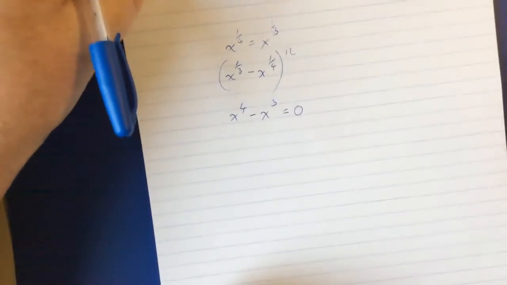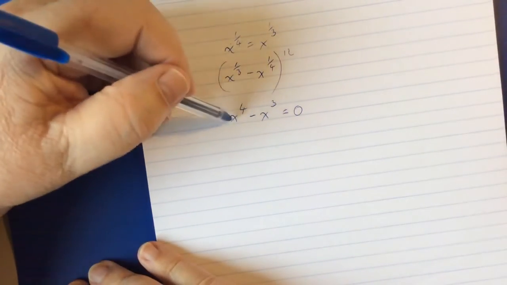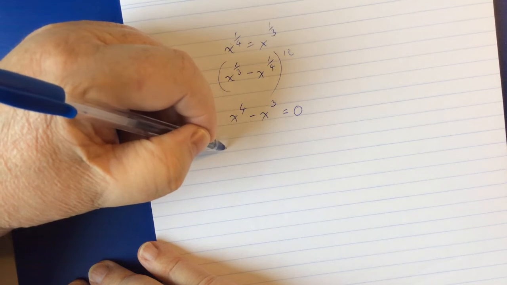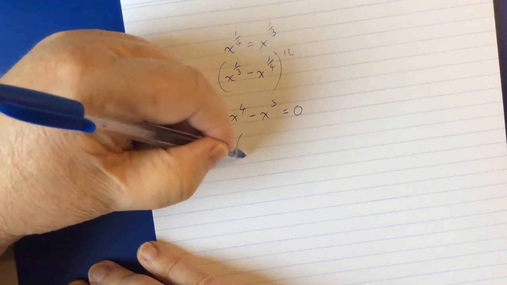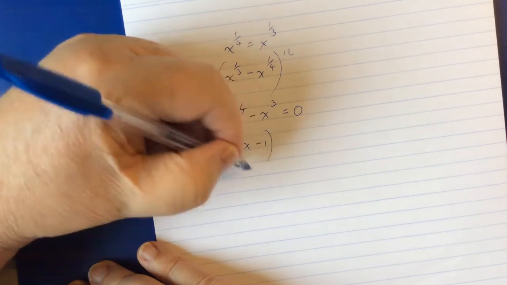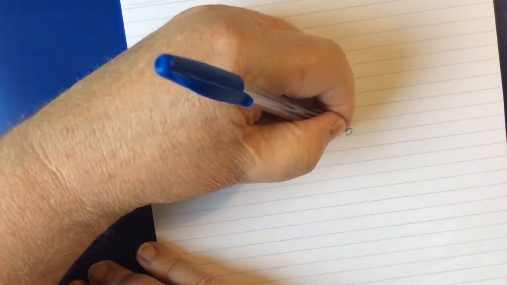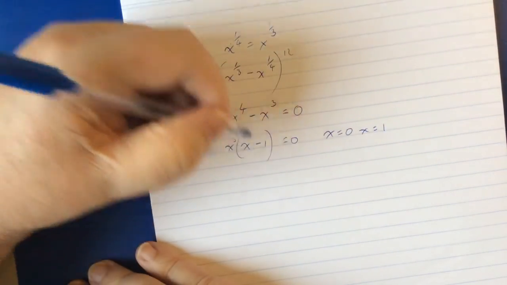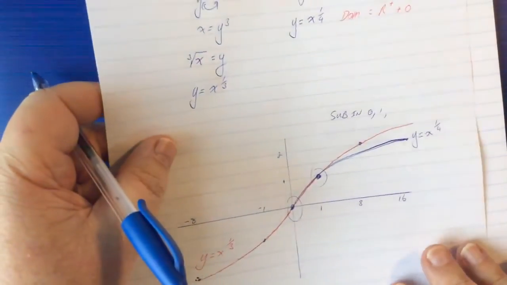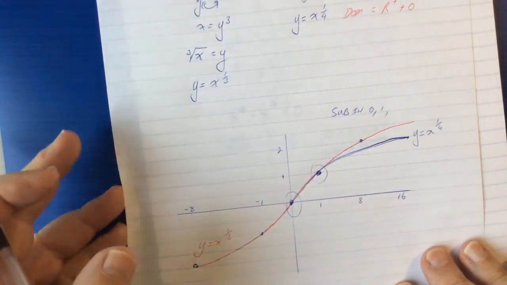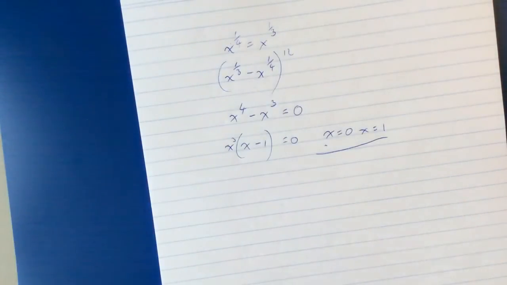And that is really, really handy because we can factorize this really easily. Take out the common factor, x to the power of 3, and we're left with x minus 1 equals 0. And that gives us solutions of x equals 0 for this, and x equals 1 for this. And those are the points that give us the points of intersection of these two graphs. And that's how you do that.